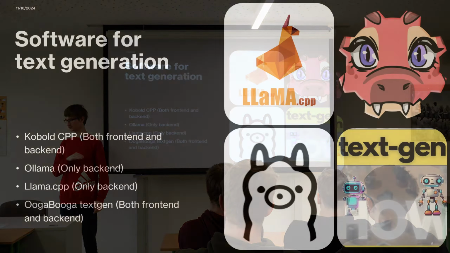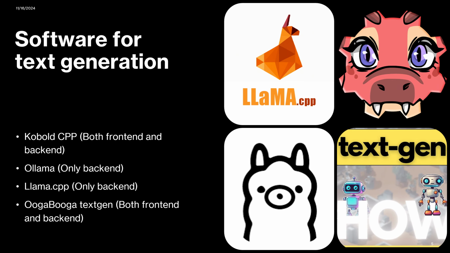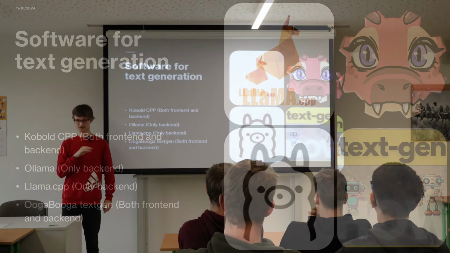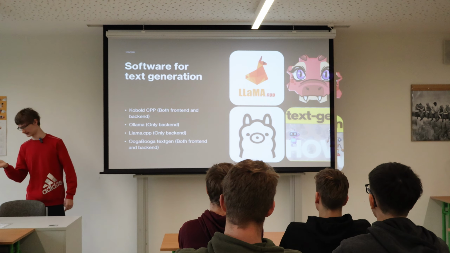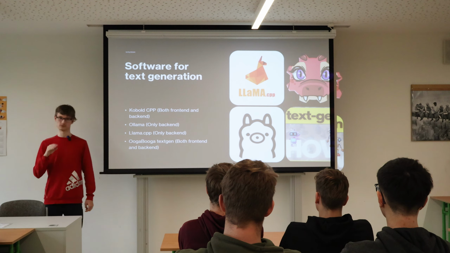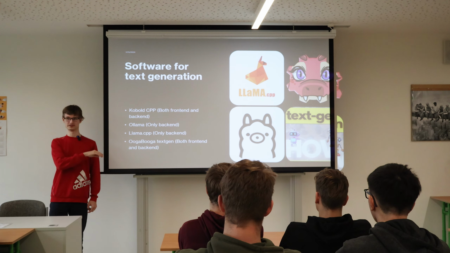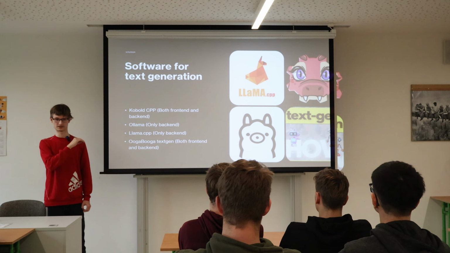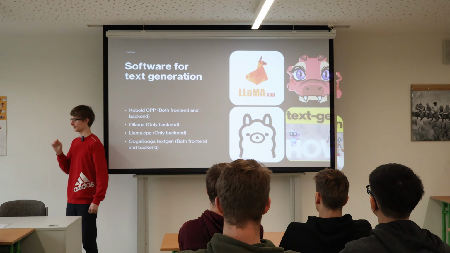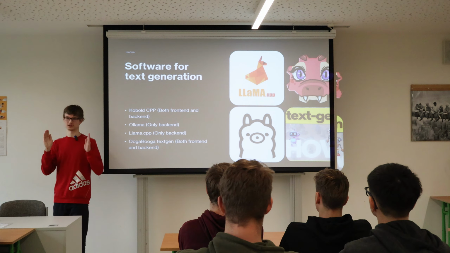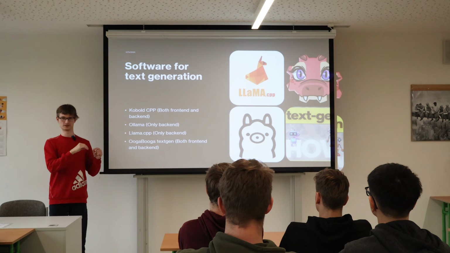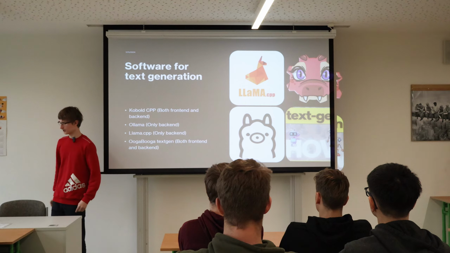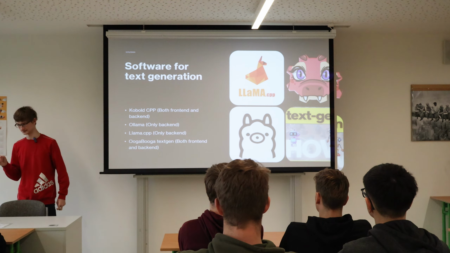First we have Cobalt CPP, which is meant for beginners, because it's both a front end and a back end. What that means is that you don't need to download two softwares and connect them together to make it work. You only need the software itself and the model you download, and it just works. But then we have backends.